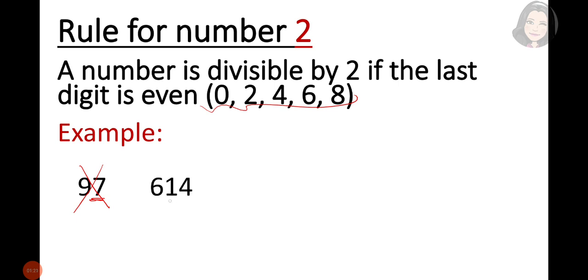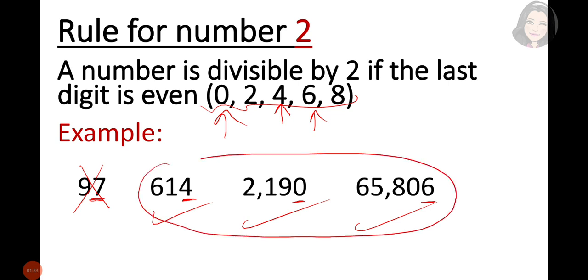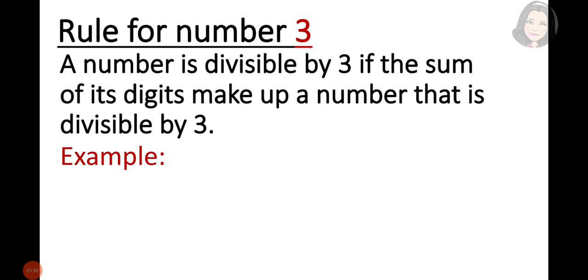If I move on to another number, which is 614, go to the last digit, it's a 4. 4 is one of these even numbers, so the number 614 is divisible by 2. 2190, go to the last digit, it's a 0. 0 is an even number, so this number is divisible by 2. Last example, 65,806, go to the last digit, it's a 6. 6 is one of the even numbers, so this number is divisible by 2. Meaning that if you divide any of these three numbers by 2, you are not going to get any leftovers. The remainder will be 0.